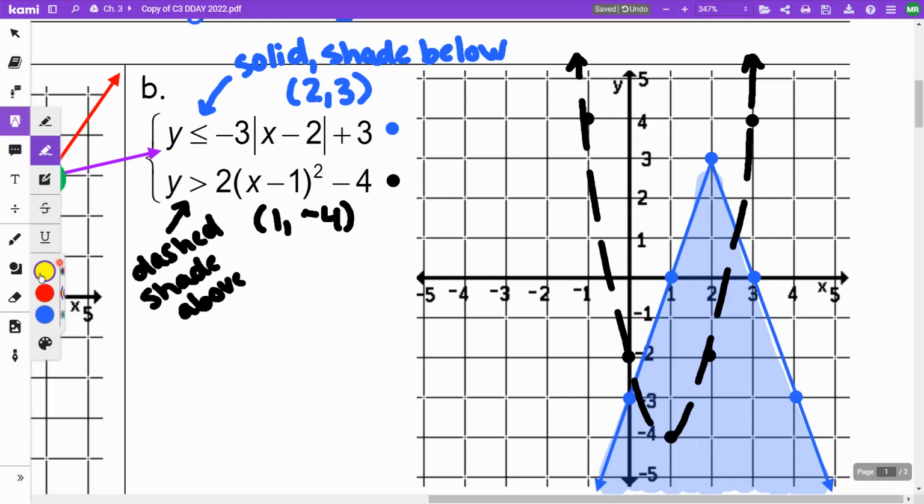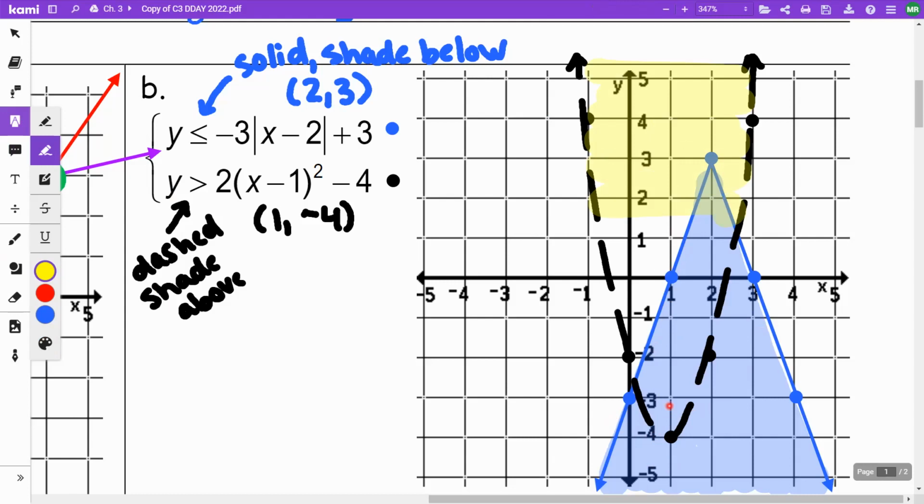So let me come and get my yellow. If I go to my vertex and I go up, I'm above. Above in this case means it's going to be in between, inside of it. If I was going less than, that would be below. That means I would have gone everywhere outside. So again, I want greater, so I'm going to go above. It's everything inside. So let me shade everything inside.